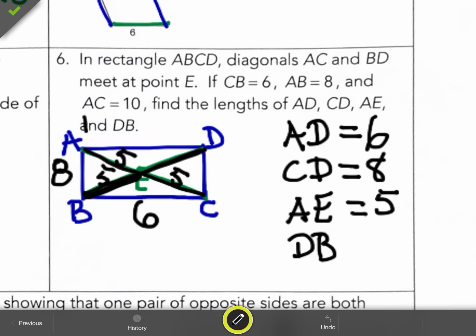They also want DB. Oh, they do want that. All right, so if you know that AC, this whole diagonal, is 10, or 5 plus 5, then you know that DB, the other diagonal, is 5 plus 5 or 10 because diagonals are congruent in a rectangle. So lots of different things they could have asked us there.